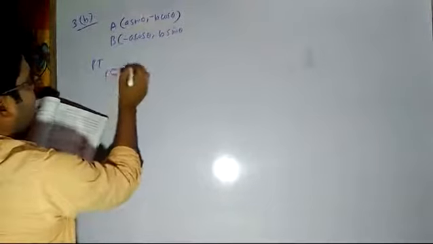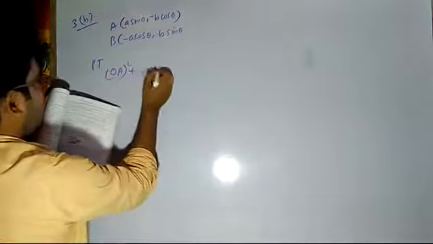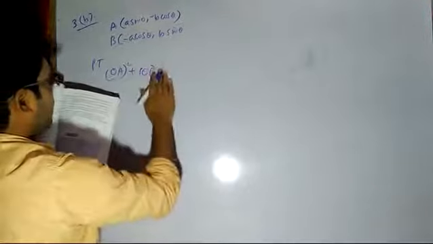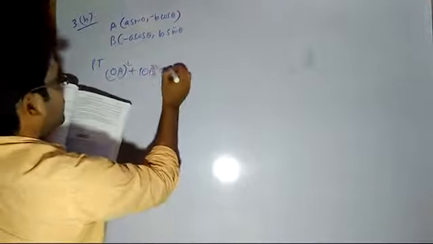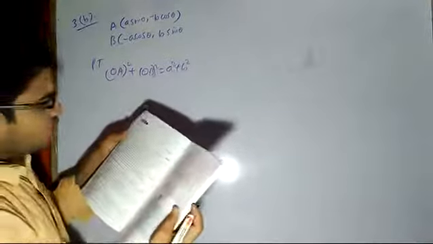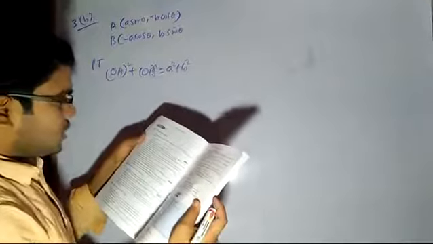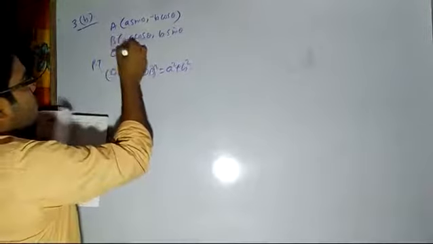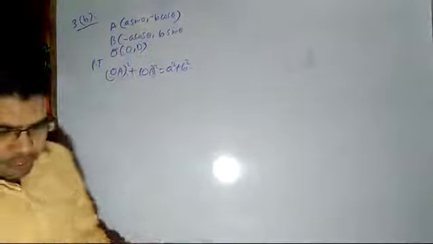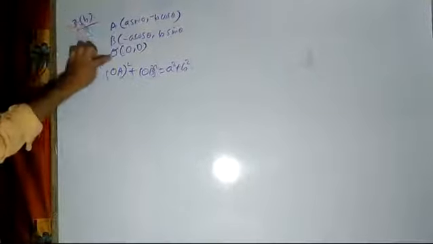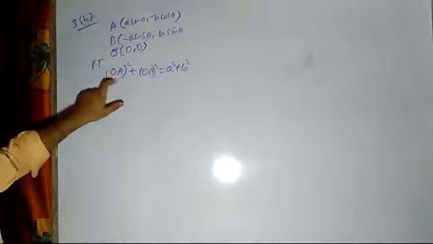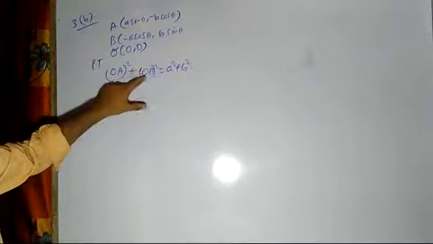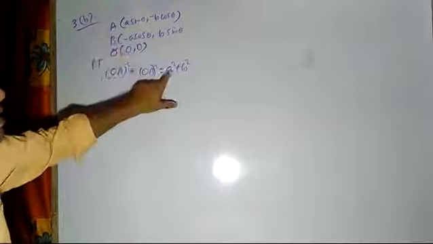OA square plus OB square is equal to a square plus b square, where O is the origin. So what is point O? It is 0, 0. So all the three points are given, right? A is given, B is here, O is here. We have to find the distance OA whole square plus the distance OB whole square, and show it is equal to this.